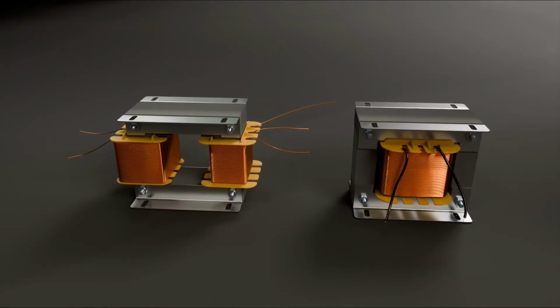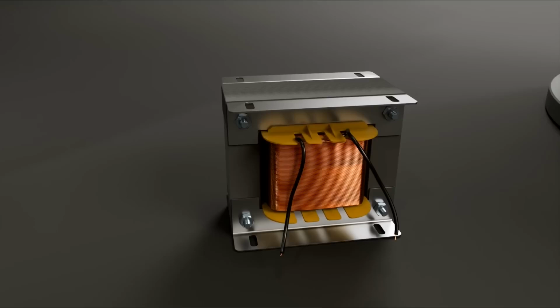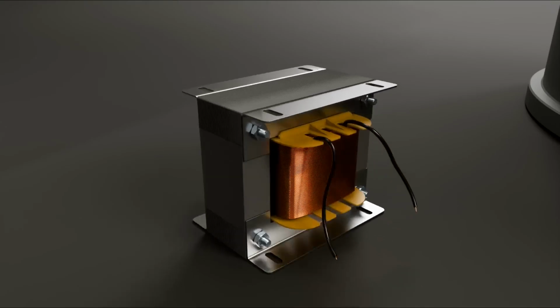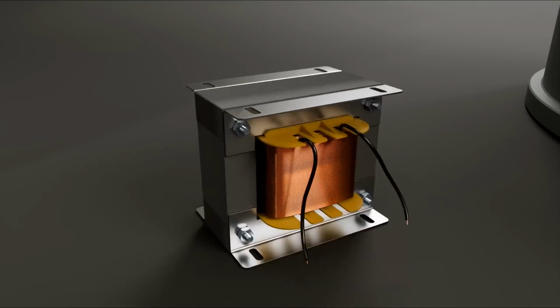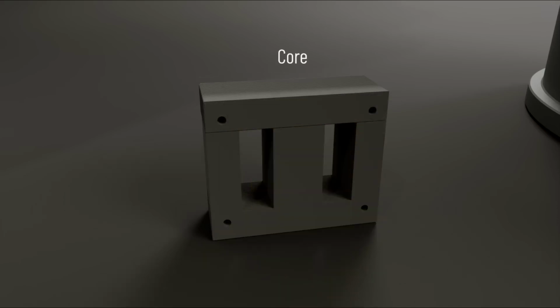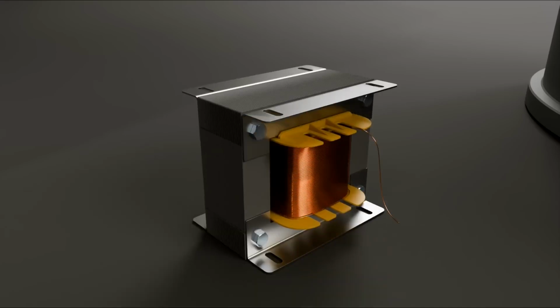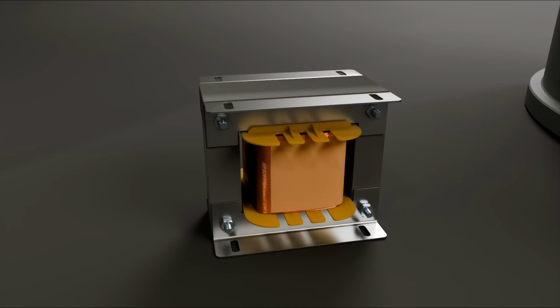Based on how the primary and secondary windings are placed around the laminated core, transformers are generally of two types: core-type transformers and shell-type transformers. As we have already discussed core-type transformers, let's now focus on shell-type transformers. The working principle of a shell-type transformer is the same as that of a core-type transformer. The only difference is in their structure. A shell-type transformer also has primary and secondary windings placed concentrically on a laminated ferromagnetic core. In this design, the core surrounds a significant portion of the windings.